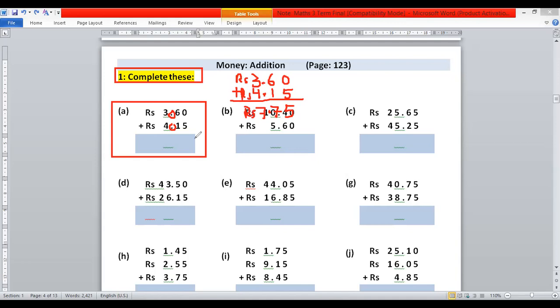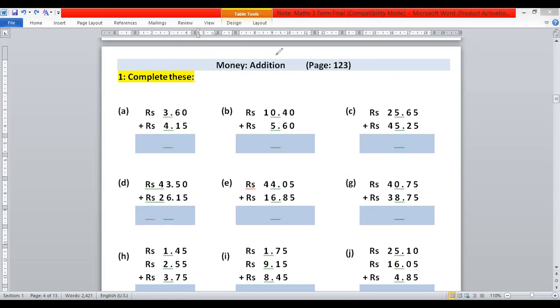So in this way, you can add all the remaining parts. So here we will write Rs 7.75. I am going to repeat these steps once again. Please listen to me.